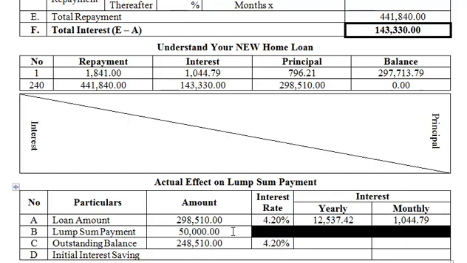After you have made a lump sum payment of 50,000, the outstanding balance became 248,510 multiplied by 4.2%. What's the annual interest? The yearly interest would be 10,437 ringgit and 42 cents. The monthly interest would become 869 ringgit and 79 cents.